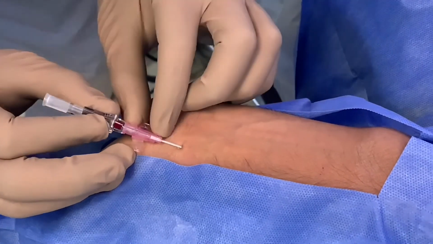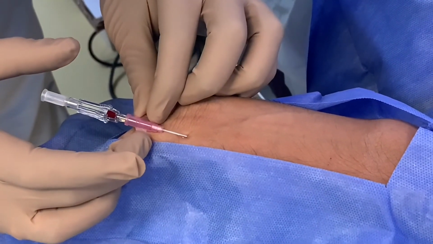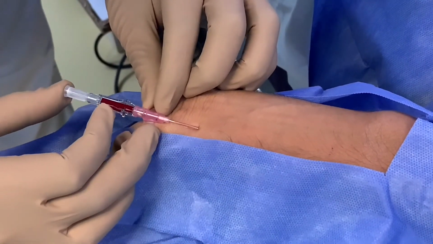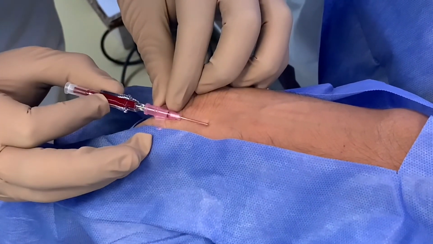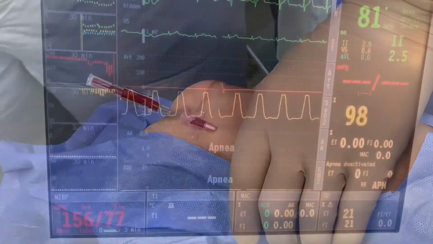Now we have lost the artery, means we are not seeing the blood continuously flowing. Hence he has pulled out the needle a bit and we are pulling the needle and the artery. Now we can see that blood has filled the cannula and it's continuously filling. So this will be a successful cannulation.